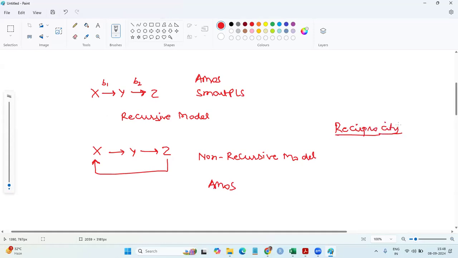Reciprocity. These days, if you are writing in the A category or A star category, the editor will be very, very specific about endogeneity. One of the reasons for endogeneity is reciprocity. The other two are common method bias and left-out variable. So reciprocity will be a problem.